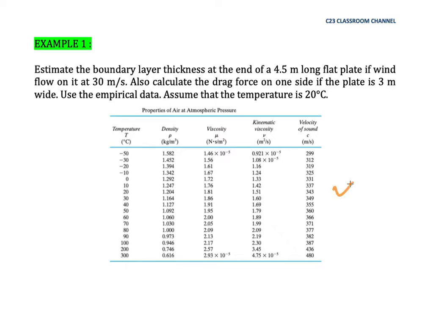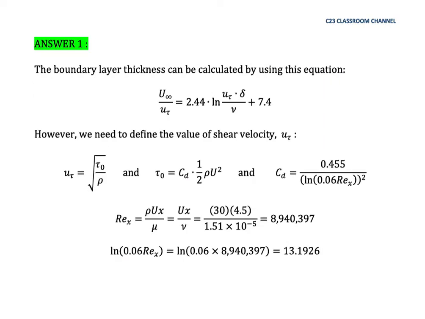So it means that if you want to calculate accurately, let's say we have 20 degrees Celsius, then you need to use data for 20 degrees Celsius here. The boundary layer thickness can be calculated by using this equation. However, we need to define the value of shear velocity U tau. So we have a few equations that can help us.